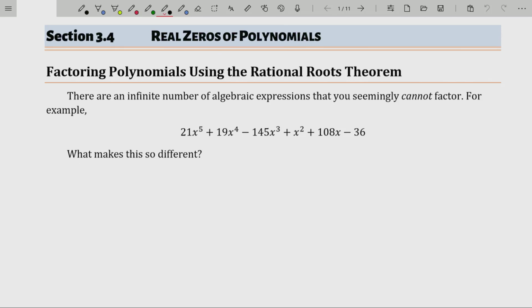Instead, I would love it if you stuck around for a motivation of the rational roots theorem, because if you're heading into calculus, you need to be at this level of critical thinking before you set foot into a calculus course. So let's talk about this. There are an infinite number of algebraic expressions that you simply cannot factor, or seemingly cannot factor. For example, this guy right here.